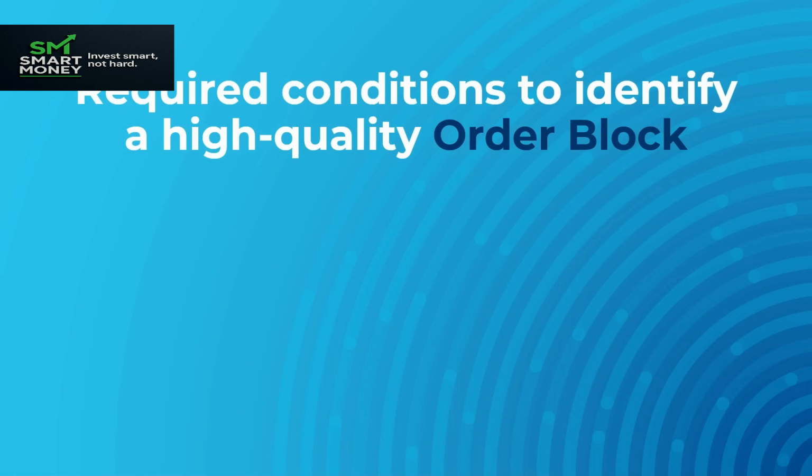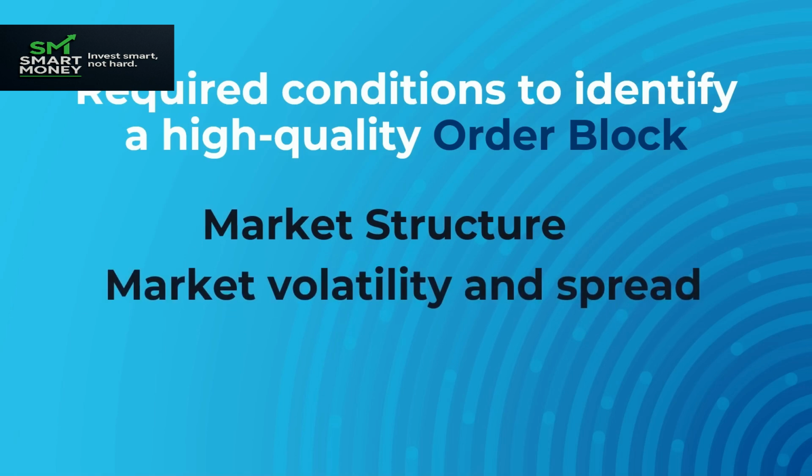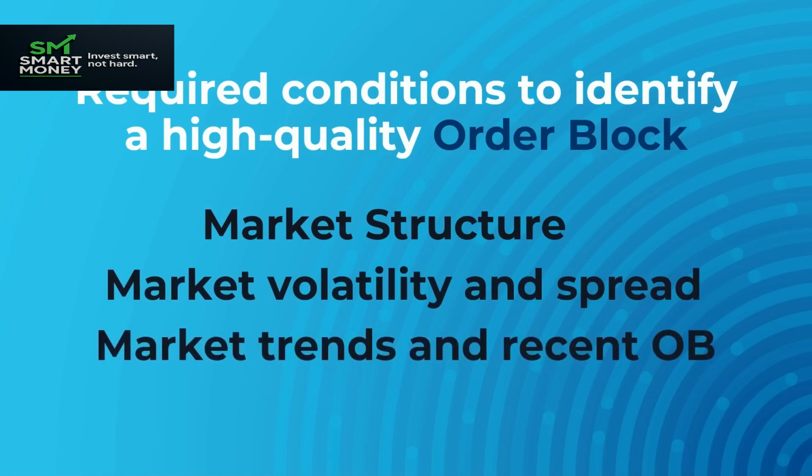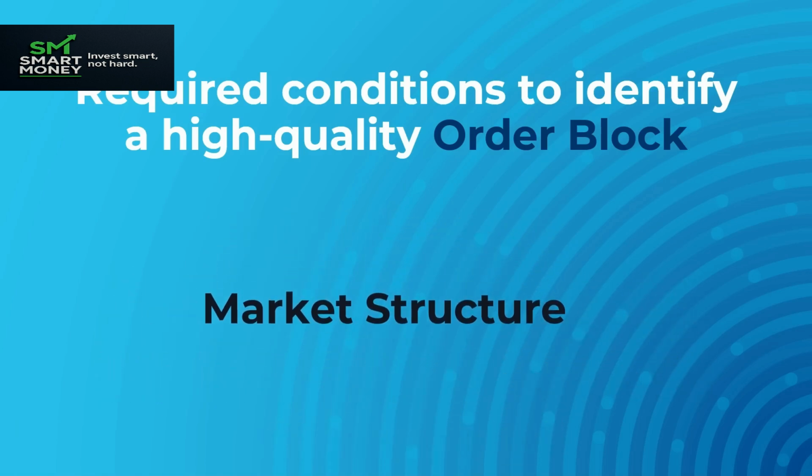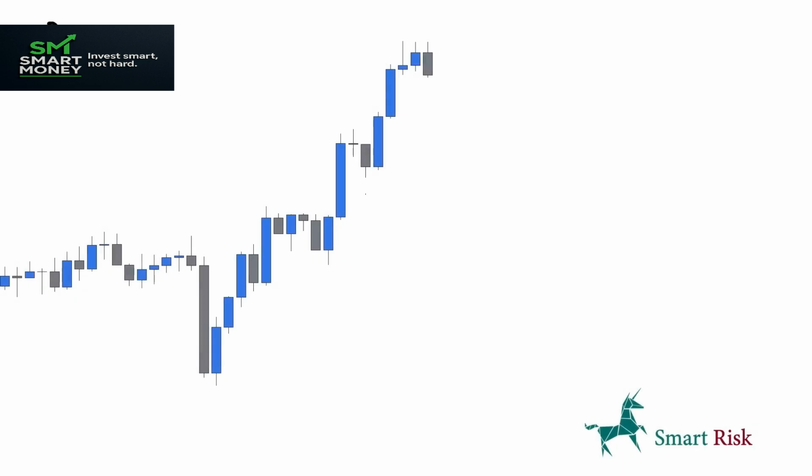The factors that should be considered when trading order blocks are summarized in 4 categories, including market structure, market volatility and spread, market trends and recent order blocks, confirmations and lower time frames. Let's start with the market structure. Let me show you some of the most common market structure patterns that happen every day.